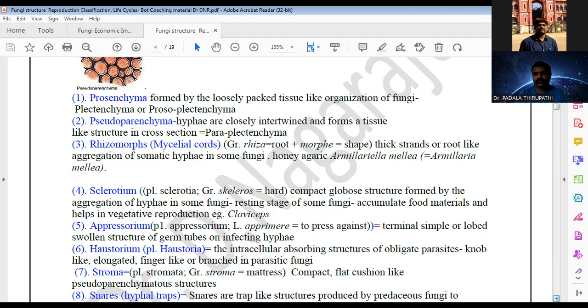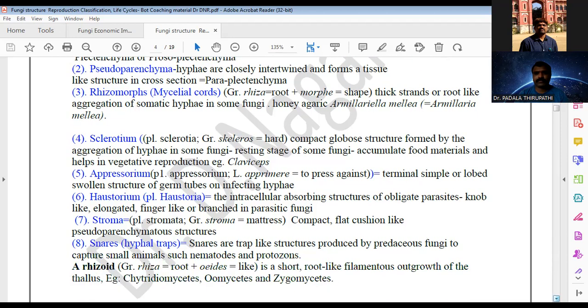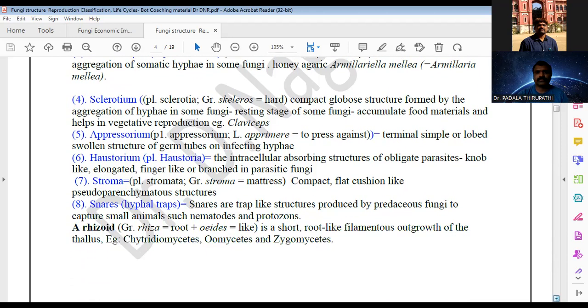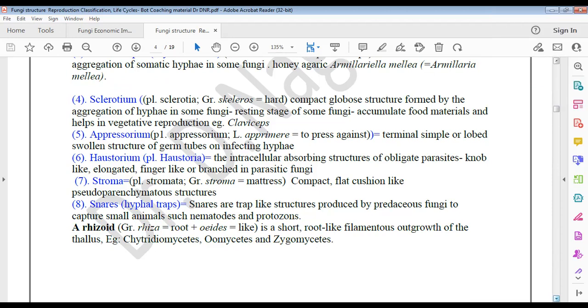The sclerotium we already saw: hard, globose structures, brooding bodies. That is there in Claviceps purpurea, which causes the ergot disease, ergot of rye. Another important structure is haustoria, vesicle or finger-like projections, useful to anchor and to absorb nutrition from the host.